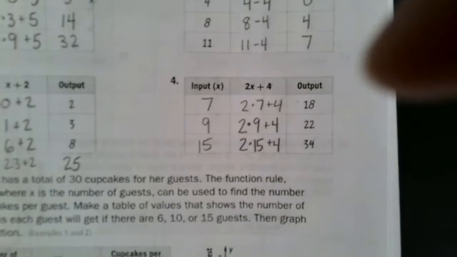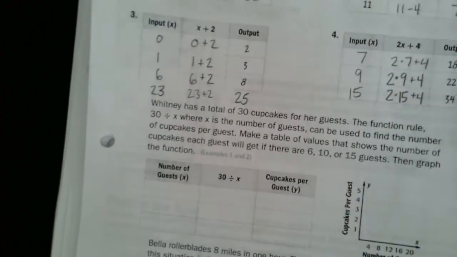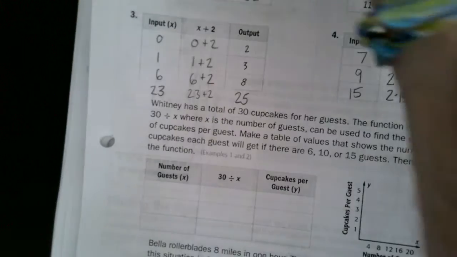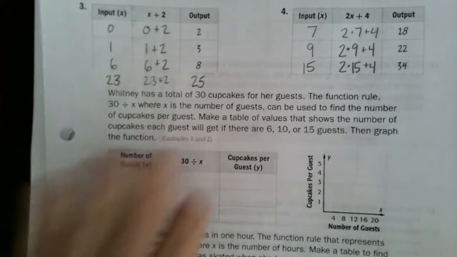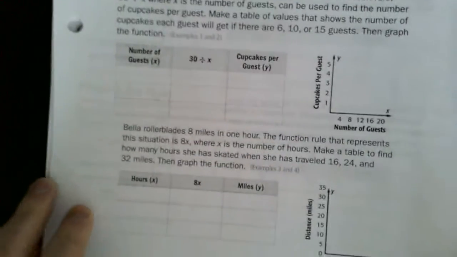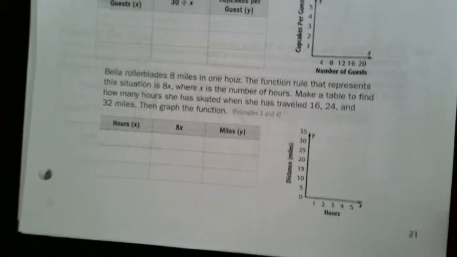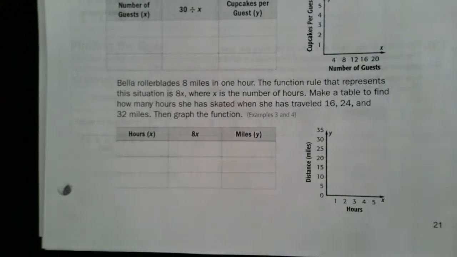Okay, we're actually going to skip this one here about the cupcakes, just because the graph for this is not linear. It's not a straight line, so we're going to skip this one. And we're going to go down here and talk about Bella. It says here that Bella rollerblades 8 miles in 1 hour, or 8 miles per hour.